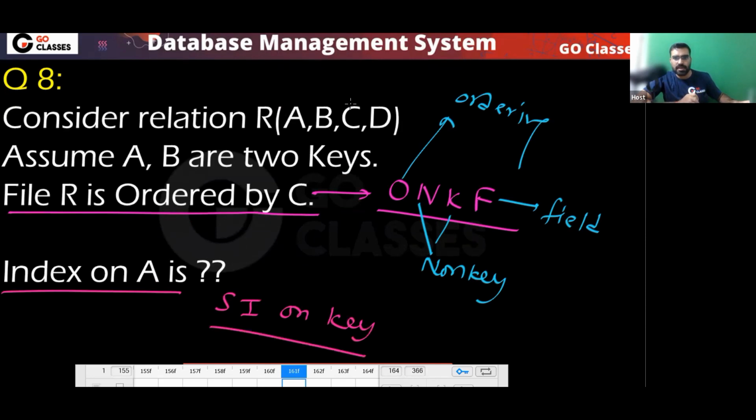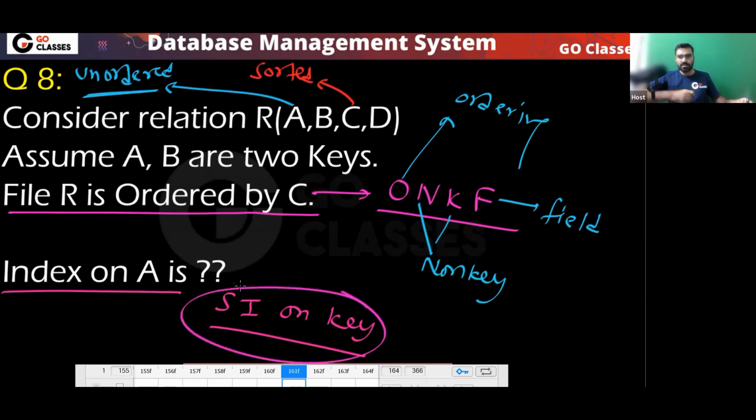Because you can notice that this field C is sorted. If this field is sorted, then automatically the other field will become unsorted. This field will become unordered. So if you create an index on an unordered field, that will be called a secondary index. And because A is a key, you can call it a secondary index on key. This is the name that you can give.